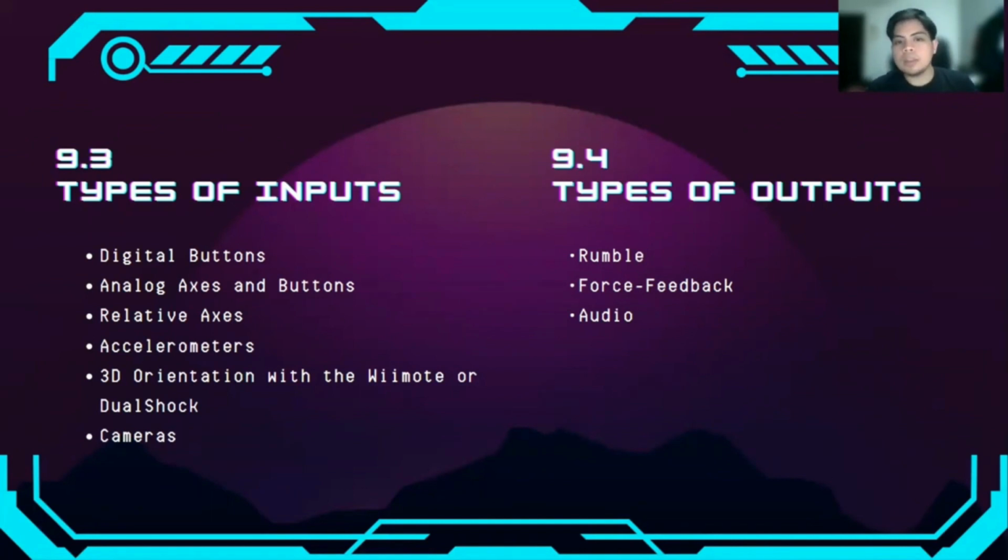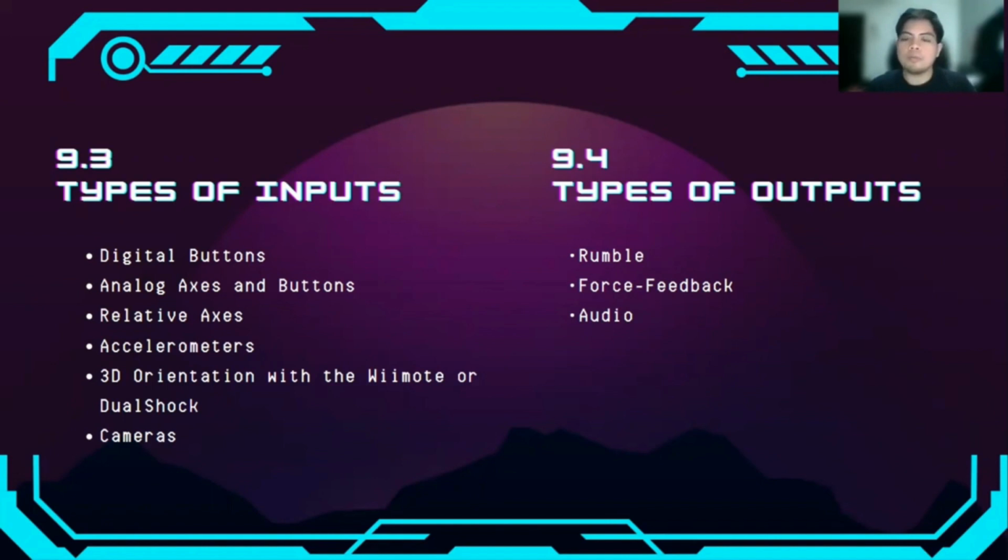For 3D orientation with the Wiimote or DualShock, it's the same as accelerometers, but in 3D version, the same axes X, Y, and Z. The last one is cameras. Cameras act as a sensor and are usually used by gamers to stream their games on YouTube or Facebook.